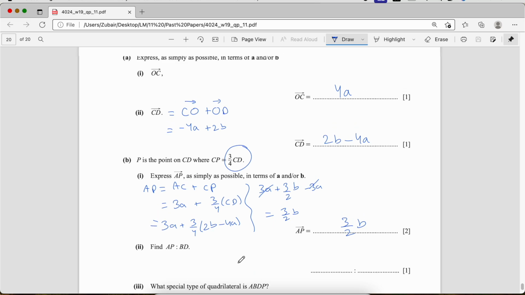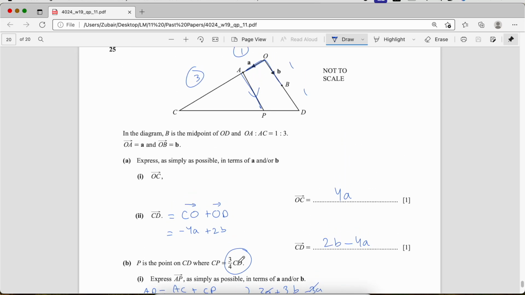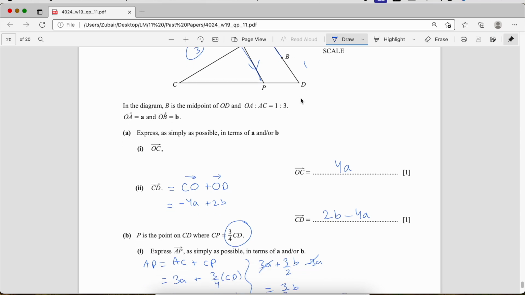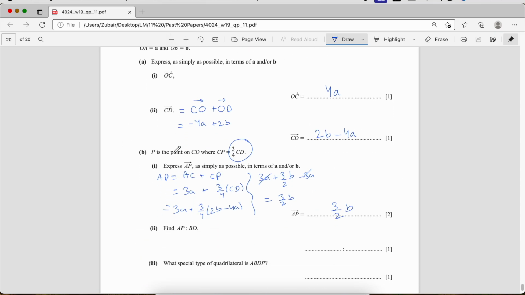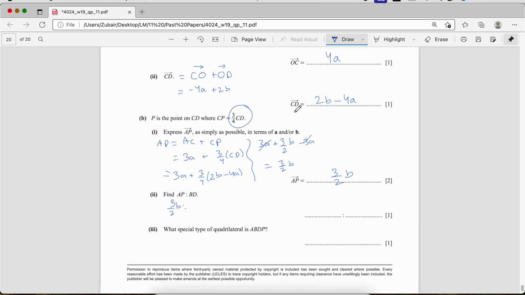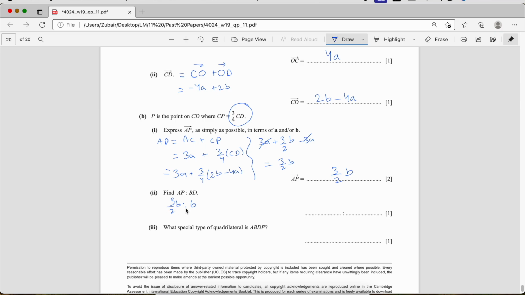Find AP ratio BD. Now see BD, let me copy that as well. AP is already 3 by 2 b, and BD is just b. So b cancels out, that is 3 by 2 ratio 1. I'm multiplying both sides with 2, that is 3 ratio 2.